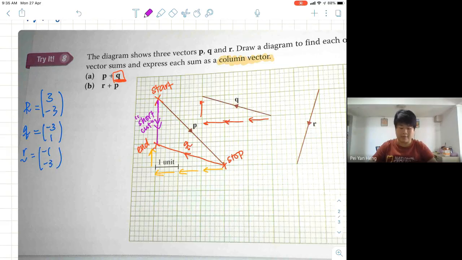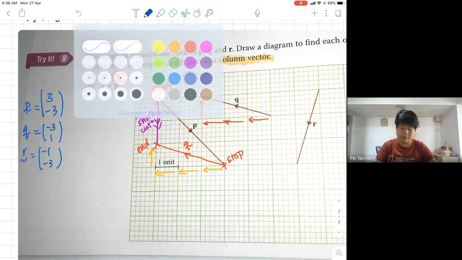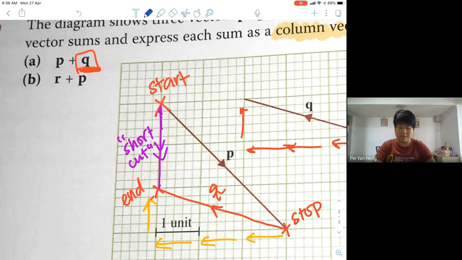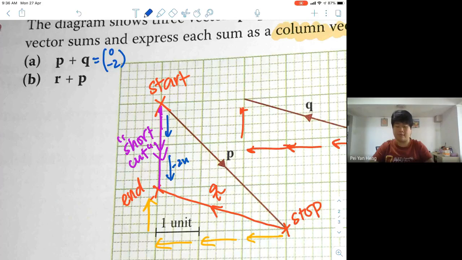Okay, so this shortcut, what is the column vector here? You do not move anywhere out of your x-axis. If you notice, okay, you did not step out of the x-axis. You are just going downwards by 2 units. So P plus vector Q, we would end up with a column vector of (0, -2). Okay, from where you started, you just move 2 units down, you'll get to your ending point. Okay, using the 2 vectors, the direction from the 2 vectors.